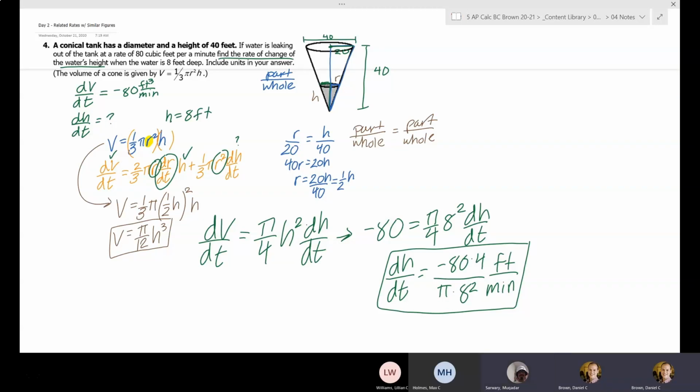Yes. How did you get feet over minute? How did I get the what? The units, feet over minute? So height would just be in feet, like area would be in feet squared, volume would be in feet cubed. So height would just be in feet, and then the time from the problem is just in minutes. So dh would be in feet, and then the dt is in minutes. Gotcha. Thank you.